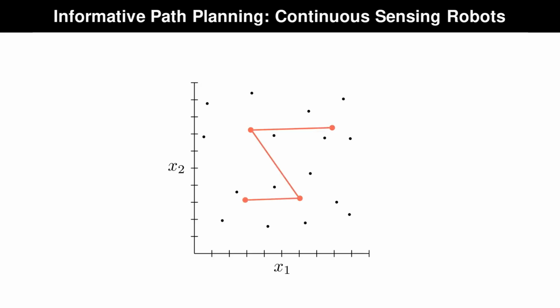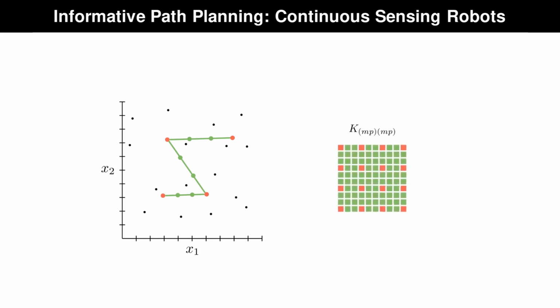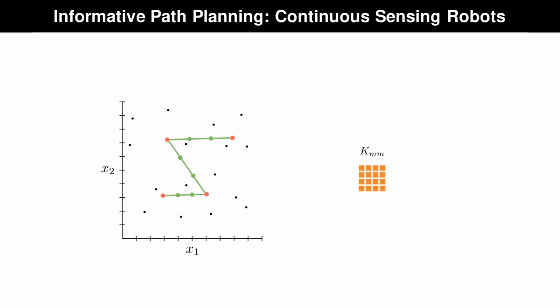We can model continuous sensing robots by interpolating additional inducing points along the path that traverses the existing inducing points. These additional points represent the information gathered along the path. However, incorporating these additional points increases the cost of matrix inversion. To address this challenge, we aggregate the covariances corresponding to the interpolated inducing points. This step reduces the size of the covariance matrix that requires inversion while still accounting for the information along the path.